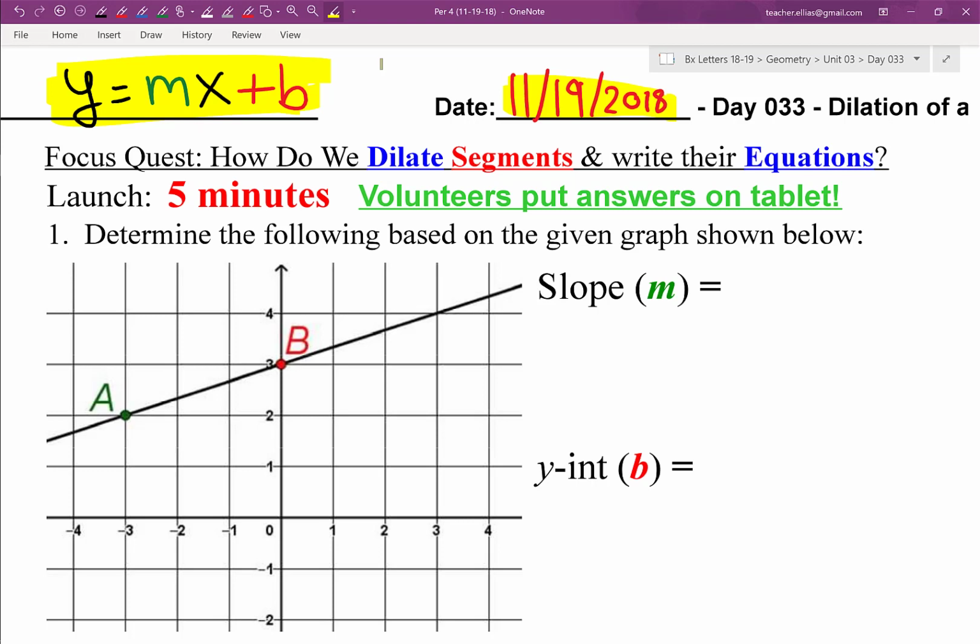What's your question? Rise over run. So you rise -3? That's the equation. No. So you rise. Rise meaning you go up or you go down.